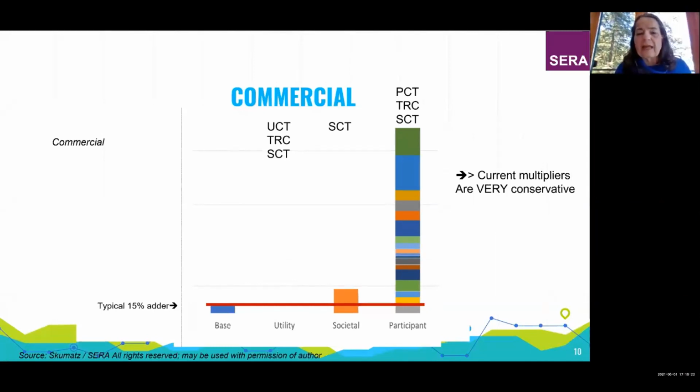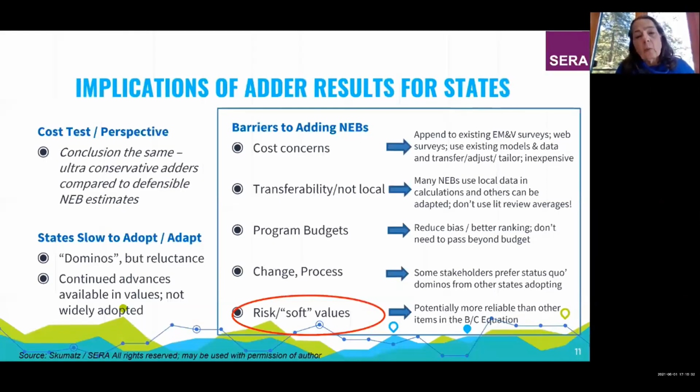The NEBs in the commercial sector aren't as often estimated, and we lack much in the way of utility NEBs to begin with. Why haven't measured NEBs been used in more and more states? It's because of a number of things. People are concerned that they're expensive, cost concerns. They're afraid they're not local. They are worried about program budgets, and that more programs or more measures will be approved. That it's a cumbersome process to change. The stakeholder adoption of changes to the benefit cost is an onerous process.